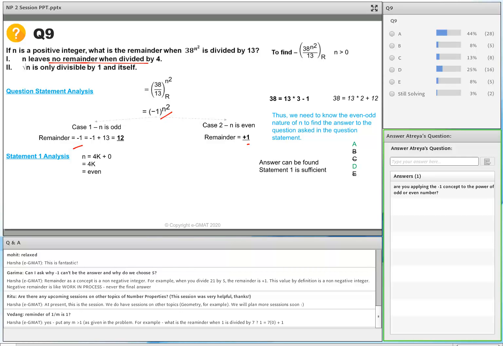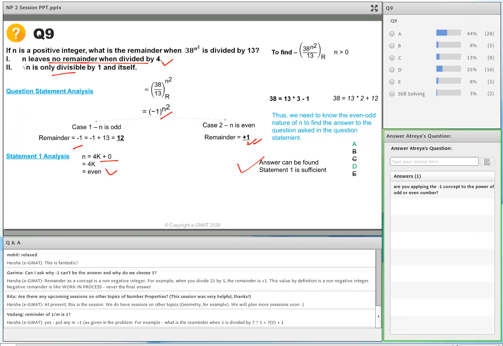The first statement tells me n leaves no remainder when divided by 4. That essentially means n is of the type 4k, and that is the reason it doesn't leave a remainder. If n is of the type 4k, it's definitely even. Can I get to the answer if n is even? Yes, I know the remainder is equal to 1. So statement 1 definitely is a sufficient statement. What about statement 2? Statement 2 tells me root of n is only divisible by 1 and itself.